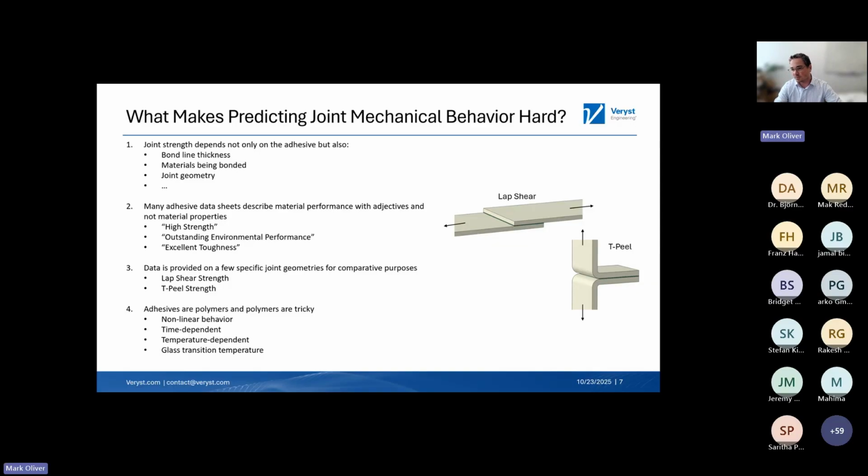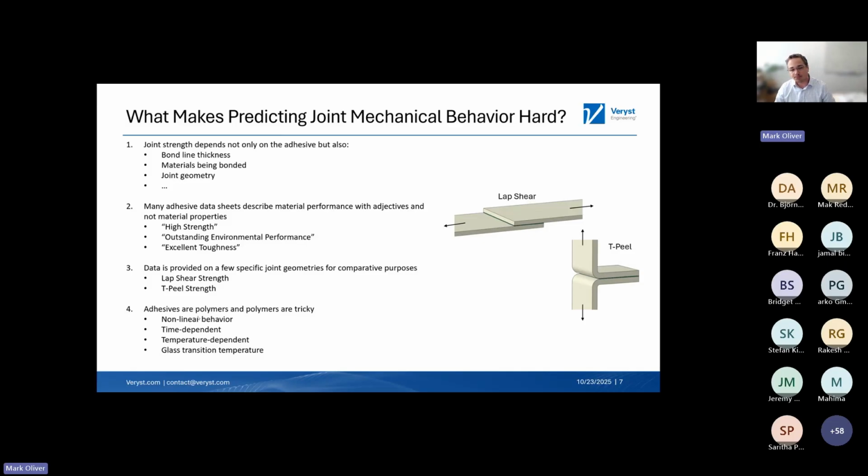The third is that data is provided on a few specific joints. There are the properties of the material, but there are standards that everybody generally relies on for how to do a lap shear test, and that's done in the standard way so that you can understand what that data means in the context of other adhesives. But that data is often, again, on specific joint geometries and not always directly transferable to more complex or realistic joint geometries.